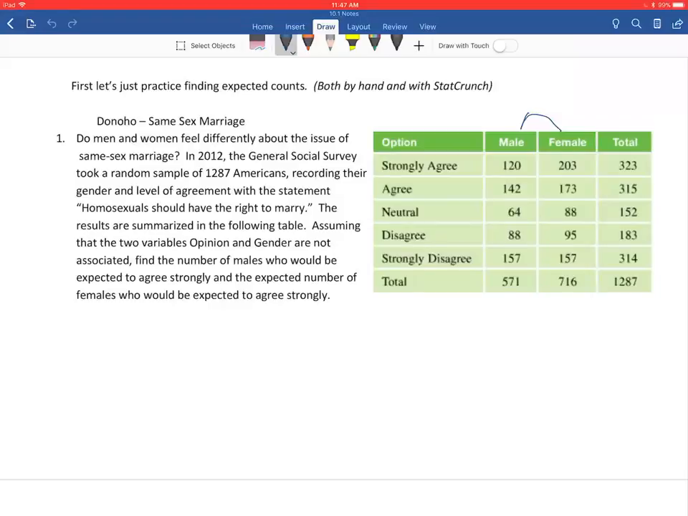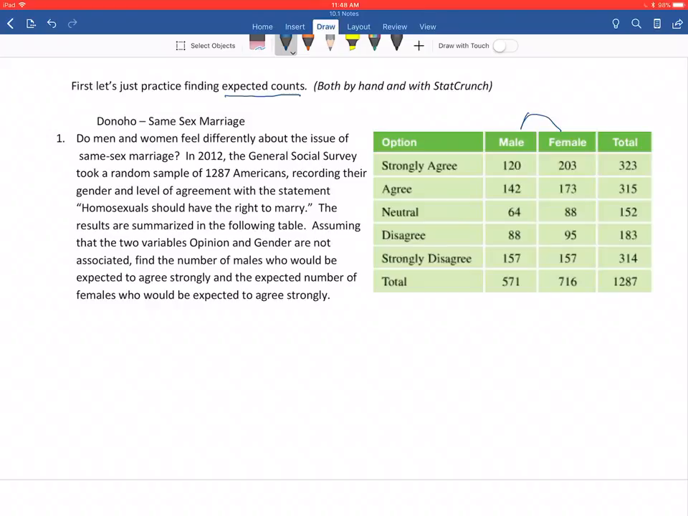Okay, for our first example, we just want to practice finding those expected counts. So we're going to do this both by hand and with StatCrunch. This data you can find under Donahoe same-sex marriage if you want to open that up in StatCrunch and get ready. The question here was, do men and women feel differently about the issue of same-sex marriage?